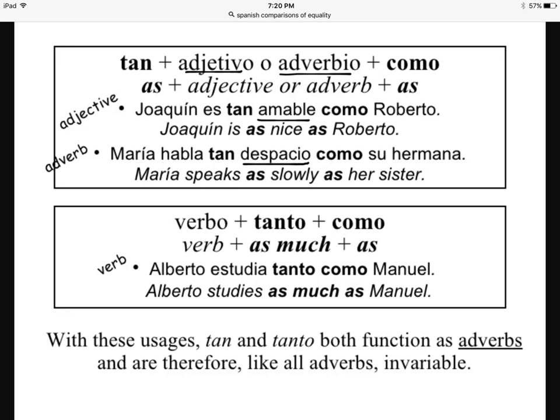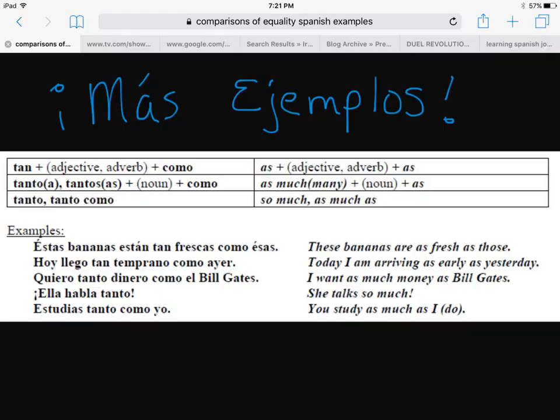Now if you're going to use tanto como, then remember, you'll see it down here. Alberto studies as much as Manuel. Alberto estudia tanto como Manuel. We haven't really looked at this formula yet, but there it is if you'd like to look at it. We are going to look at this more in depth later, but right now I just want you to really concentrate on this one and then the one with tanto.